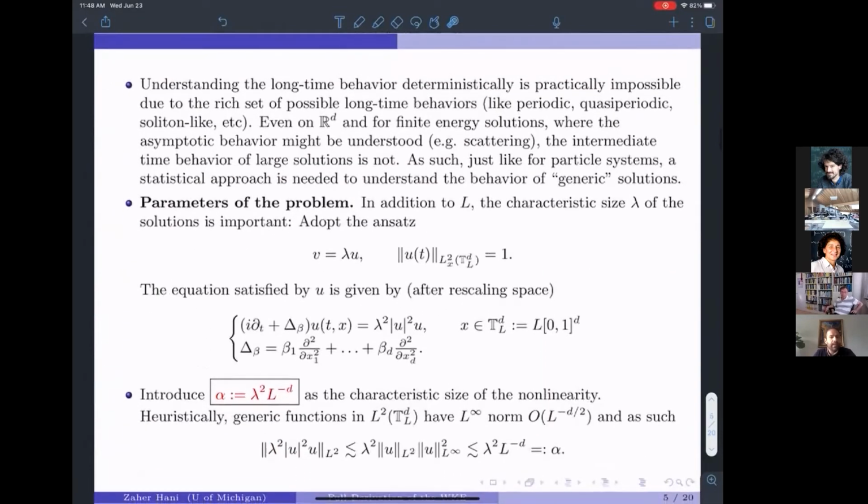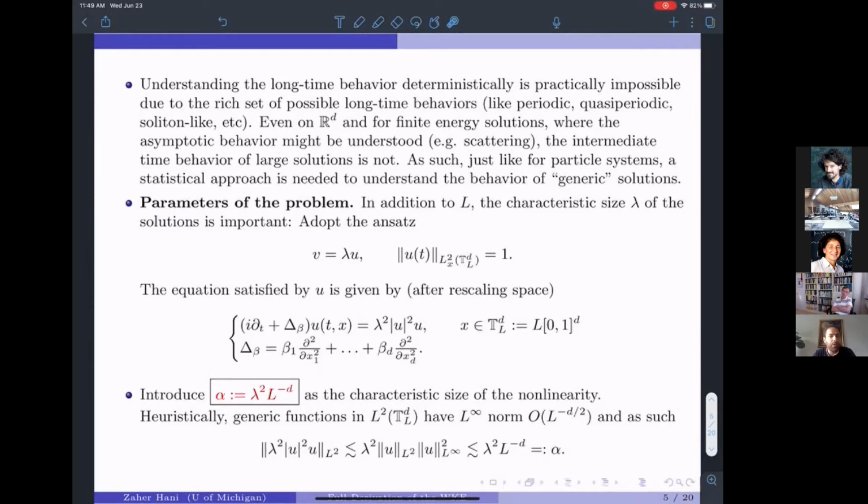Of course, just like any other statistical theory, the ultimate aim here is to understand the long-time behavior of solutions. And if one tries to understand the long-time behavior of solutions deterministically, this is practically impossible. And this is due to the rich set of possible long-time behaviors that can be sustained by the cubic NLS equation, or for that matter, any nonlinear dispersive system on a compact domain. So you can see periodic behavior, you can see quasi-periodic behaviors, you can see solitary behaviors, you can see growth of Sobolev norm type behavior like Giliola explained. So there's a zoo of possible behaviors from a deterministic point of view.